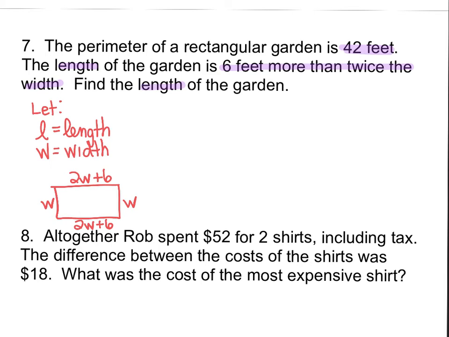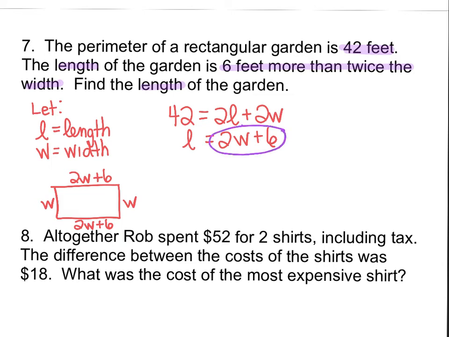So what we know is that the perimeter formula is 2L plus 2W, and that also is going to be equal to 42. The other thing we know is that length is 2W plus 6. So what I would do is use substitution, and I would substitute 2W plus 6 in for my L in the first equation.